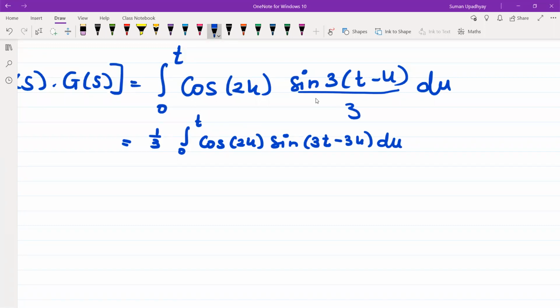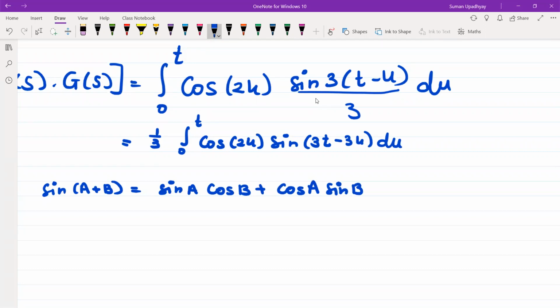I'm waiting for the answer, kids. All right, not an issue. So I'll tell you what the formula is. We all know what sine A plus B is. It is sine A cos B plus cos A sin B. Correct. Why did I choose sine A plus B only?